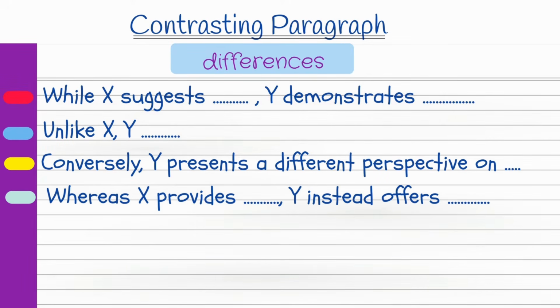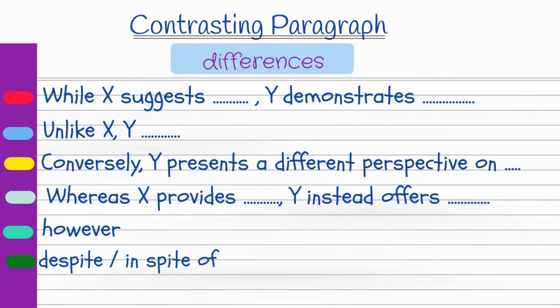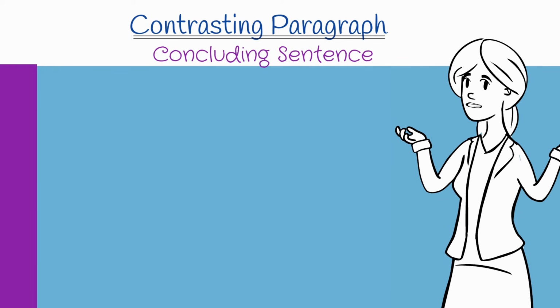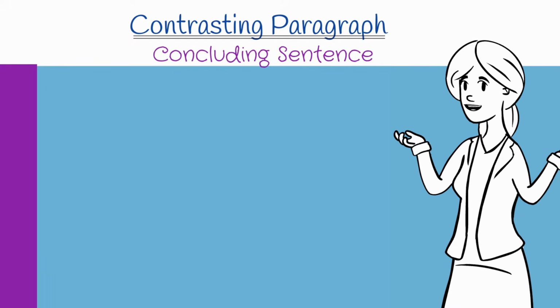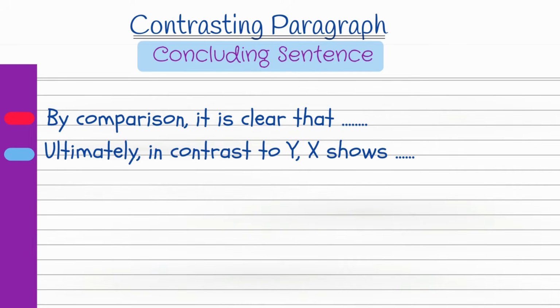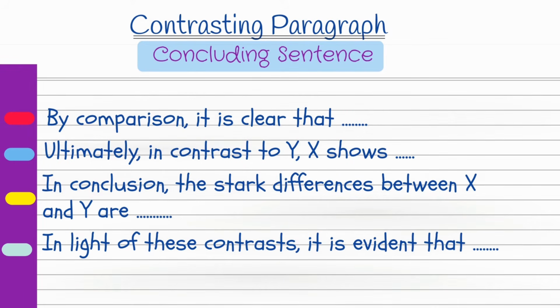By using these words and phrases, you can clearly indicate that you are moving from one thought or point to another and highlight the contrast between the two. Concluding a contrasting paragraph effectively can summarize the differences you've highlighted and emphasize the overall significance of the contrast. Here are some concluding phrases you could use. Such phrases can provide a neat wrap-up to the contrasting points you've discussed and provide readers with a concluding note to ponder.